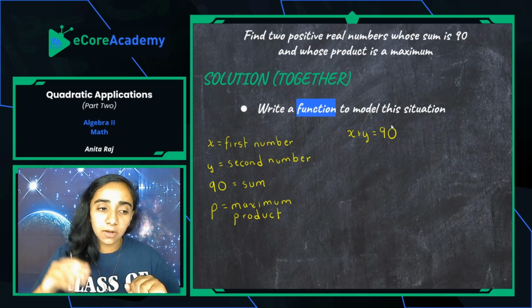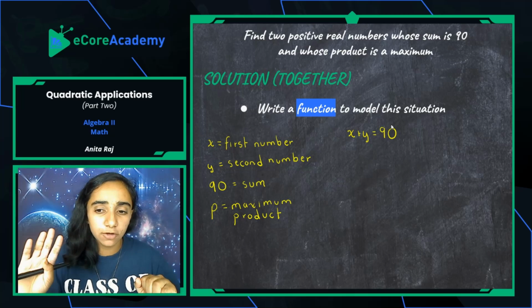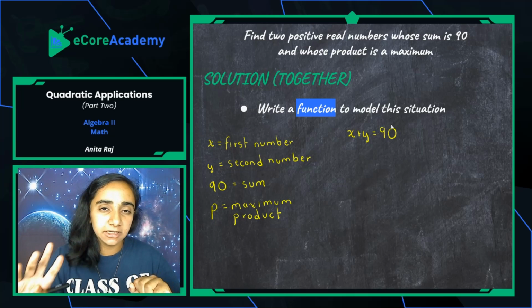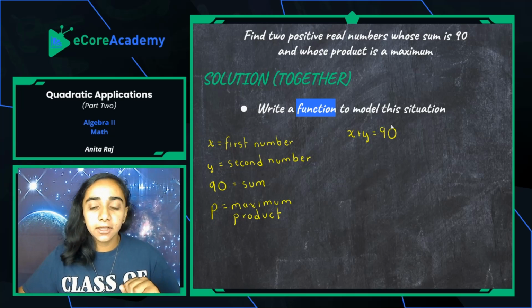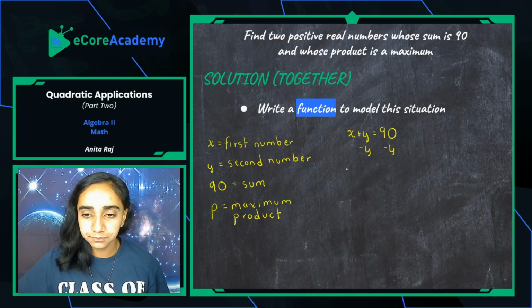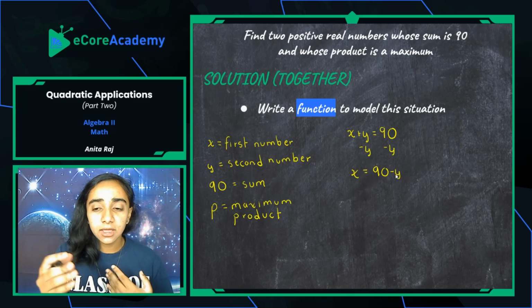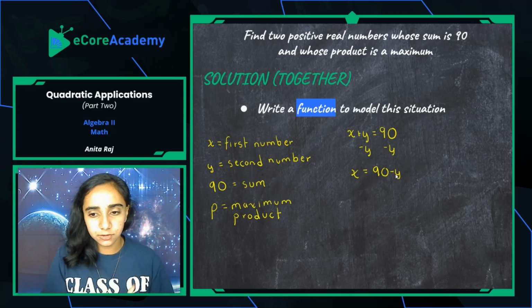Therefore, for the sake of this video, let's say we're going to rewrite this in terms of y. So we're finding what x is equal to in terms of y. Therefore, we're going to be subtracting y from both sides to get x by itself. So subtract y, subtract y. If we subtract y from each side, we get x equals 90 minus y, because x plus y minus y equals x. So we get x equals 90 minus y.